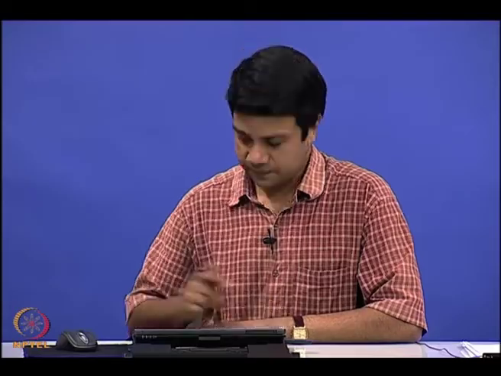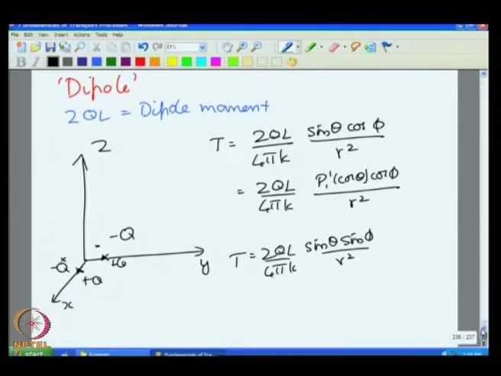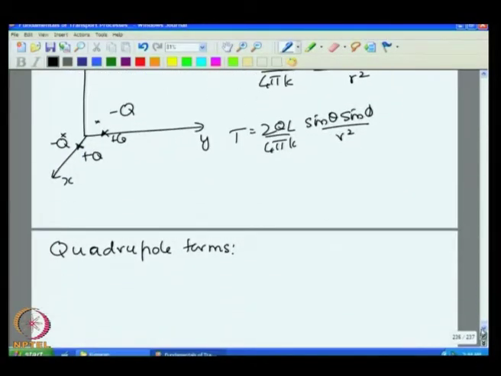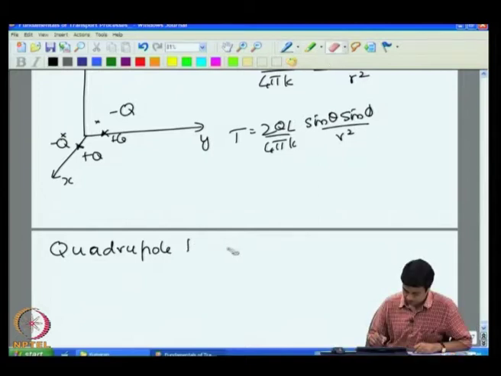And that corresponds to the 3 solutions for n is equal to 1, m is equal to minus 1, 0 and plus 1. So, there are 3 solutions for the dipole moment. The next higher term is what is called a quadrupole. This is the spherical harmonic expansion for n is equal to 2.